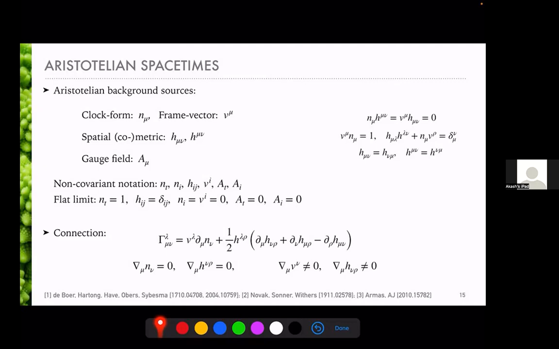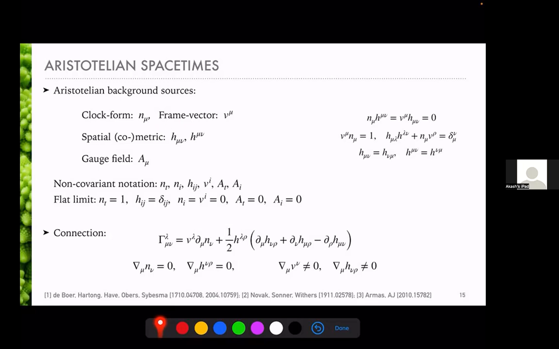I want to introduce some component, this is known as a clock form, and mu is going to couple to energy density and energy flux. And you can really think of this as the GTI components of the metric. Then I have a spatial metric, H mu nu, which is going to be the Gij component of the spacetime metric. But more importantly, I now also have a frame field V mu.